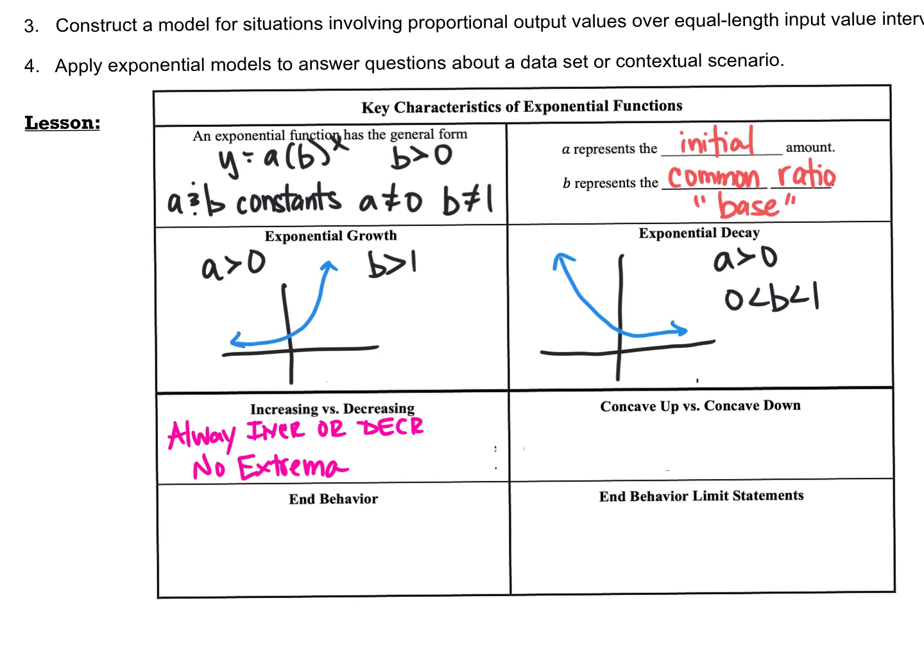Likewise, when we think about concavity, it's either always concave up or it's always concave down. It's neither switching like we've had with our polynomial functions, which means there is no point of inflection.